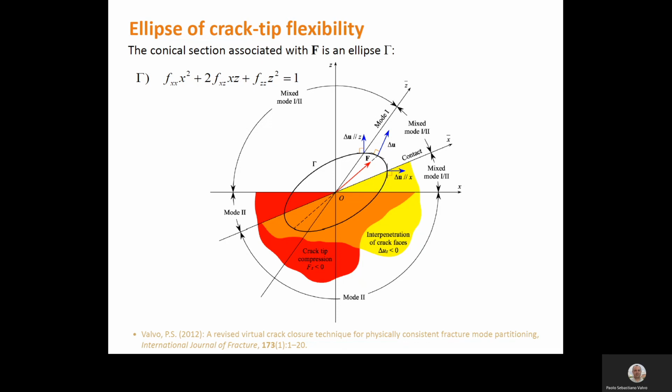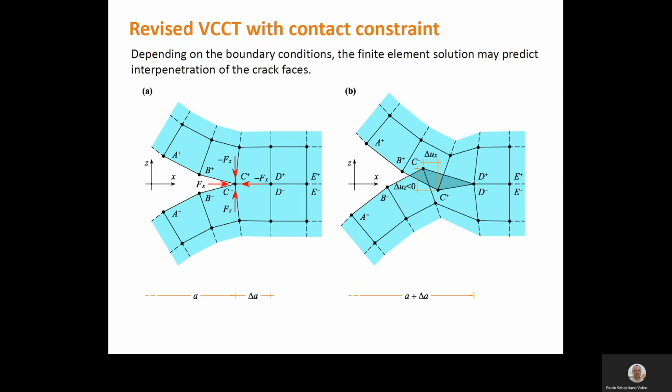computed, accounting for the interpenetration of the crack tip faces, and suitable constraints have to be introduced to prevent this physically unacceptable interpenetration. What may happen is shown in these pictures. Figure A shows the initial crack. Figure B shows the extended crack.